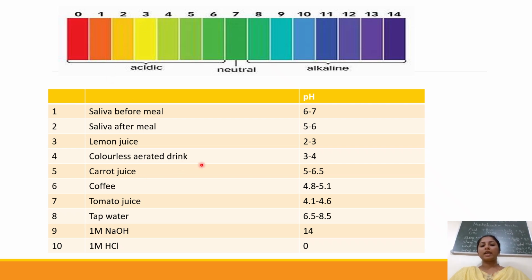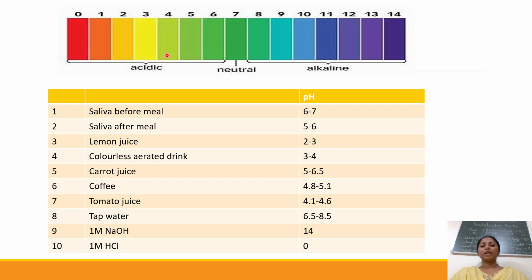Colorless aerated drink will show a pH of 3 to 4. That means it is an acidic solution. What about carrot juice? It will show a pH of 5 to 6.5, that means it's almost neutral but less acidic. What about coffee? It is acidic, 4.8 to 5.1, in this region. Coffee is acidic in nature. What about tomato juice? 4.1 to 4.6, in this region.